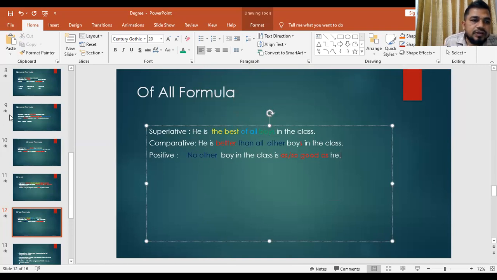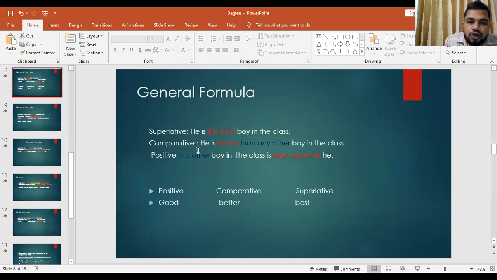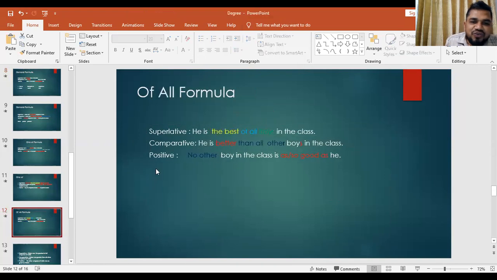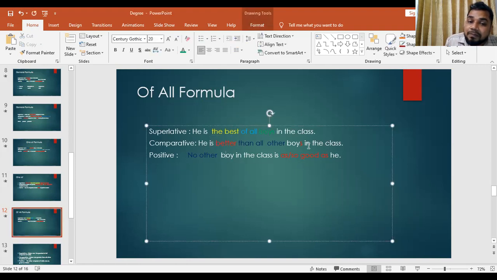Comparative degree will be? In the general formula, the comparative degree was: he is better than any other boy in the class. But in the of-all formula, not than any other, or than most other, or than many other, what? It is than all other. He is better than all other boys in the class. That means the best has become better, not the better. The best has become better than all other boys in the class.